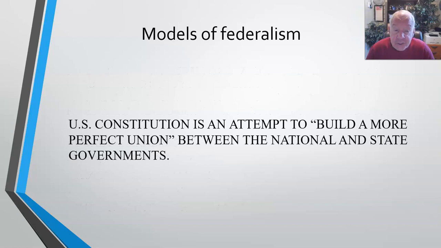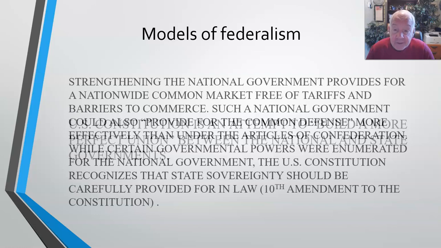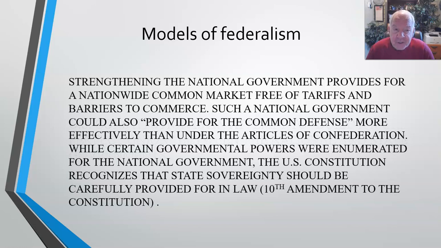The U.S. Constitution is an attempt to build a more perfect union between national and state governments. Strengthening the national government provides for a nationwide common market free of tariffs and barriers to commerce. Such a national government could also provide for the common defense more effectively than under the Articles of Confederation.